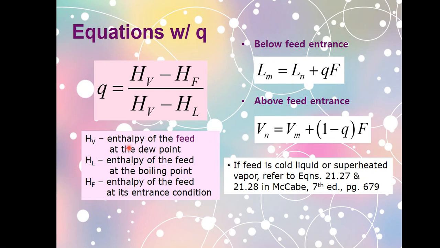Take note, enthalpy of the feed. So, H sub V is the enthalpy of the feed, this time at its dew point, meaning it's about to be converted to saturated vapor. Enthalpy of the feed at the boiling point is H sub L, and enthalpy of the feed at its entrance condition is H sub F. So this one will work if you have the enthalpies.